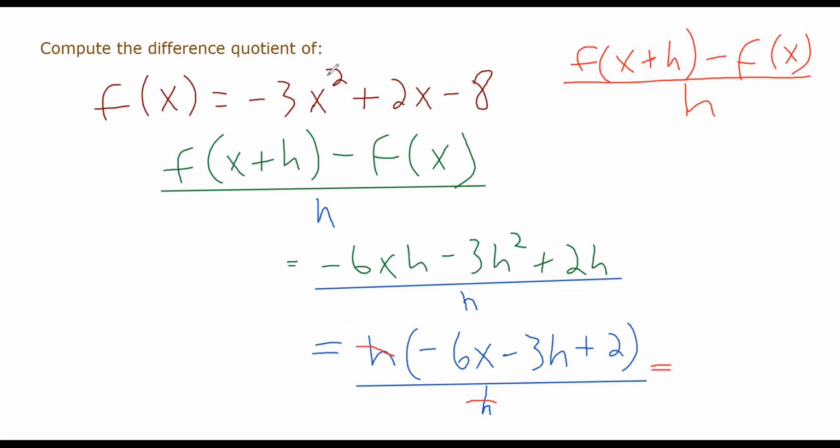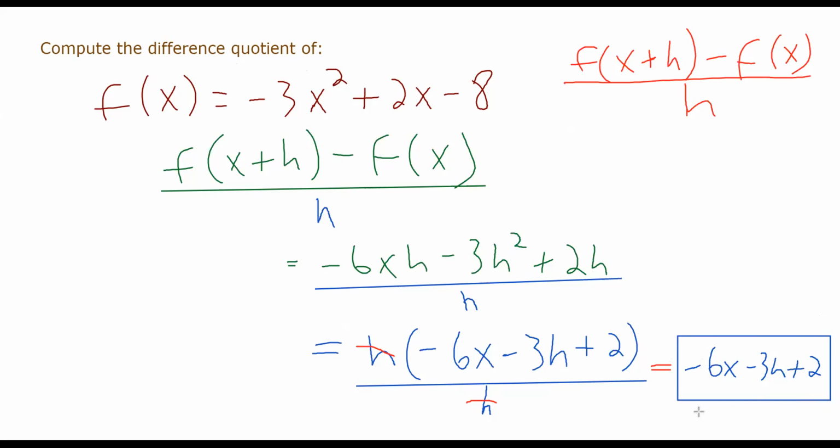And now what we're left with is negative 6x minus 3h plus 2. So this business here is the difference quotient. It's the fully computed difference quotient for this function, negative 3x squared plus 2x minus 8. This is it.